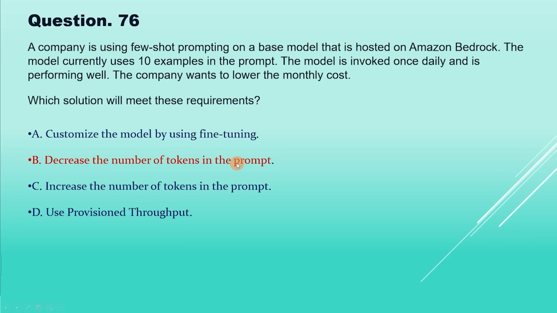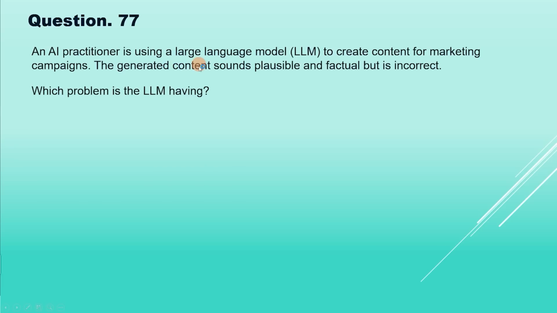Now question number 77. An AI practitioner is using a large language model to create content for marketing campaigns. The generated content sounds plausible and factual but is incorrect. Which problem is the LLM having? And here are the options: option A, data leakage, option B, hallucination, option C, overfitting, option D, underfitting.